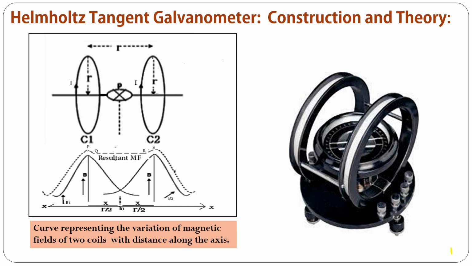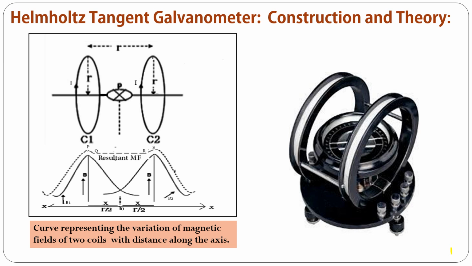It consists of two parallel coaxial coils C1 and C2 having the same radius r and the same number of turns n. The distance between the two coils is equal to the radius r of each coil. These coils are connected in series, hence the current through them is in the same direction. Compass box is placed at a point P midway between the coils. The magnetic field along the common axis is almost uniform midway between the two coils.